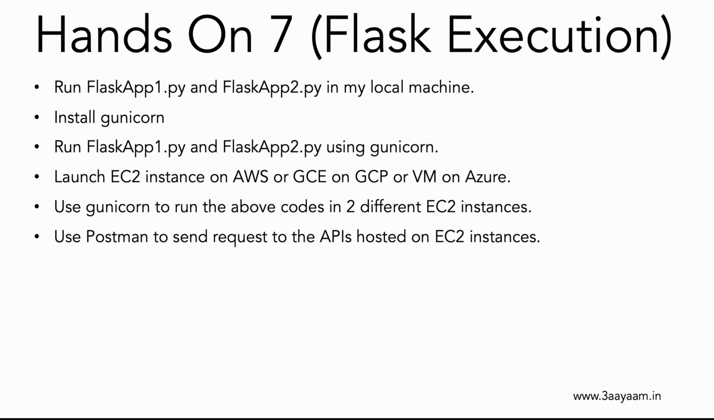But obviously, this is not how we deploy it in production. Typically, we use virtual machines provided by cloud providers, or virtual servers. So I'll be launching an EC2 instance on AWS, or if you want, you can launch a Google Compute Engine instance on GCP or an Azure VM on Microsoft Azure. Any one is fine. I'll be using an EC2 instance. Then I'll install gunicorn to run the 2 scripts, Flask app 1 and Flask app 2, on 2 different EC2 instances. And then I'll use Postman to send requests to the APIs which are hosted on these EC2 instances.